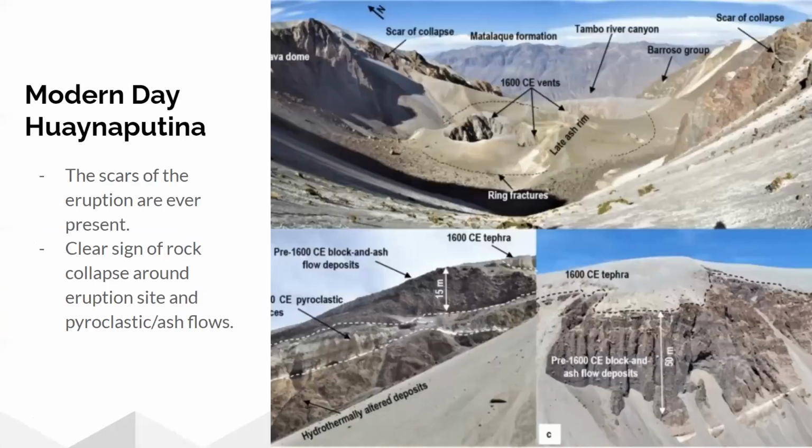And now we are looking at modern day Huaynaputina. And as you can see, the scars of the eruption are ever present. You can see on the left and right side of the vent scars from the collapsing of the mountain when the volcano erupted. You can also see the vents where all the magma came out of. And you can also see some ring fractures as well as some ash around the vents.